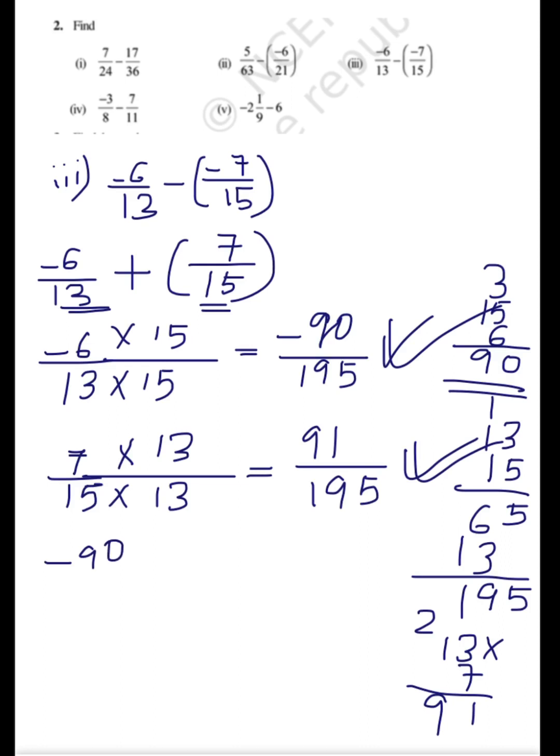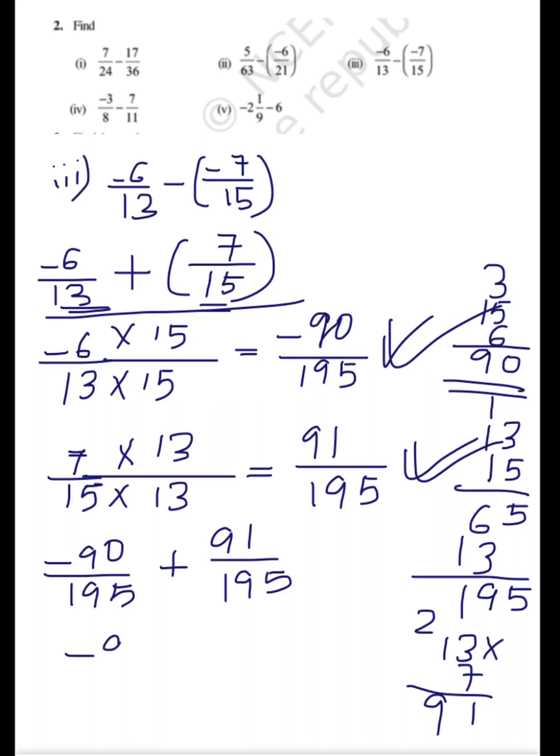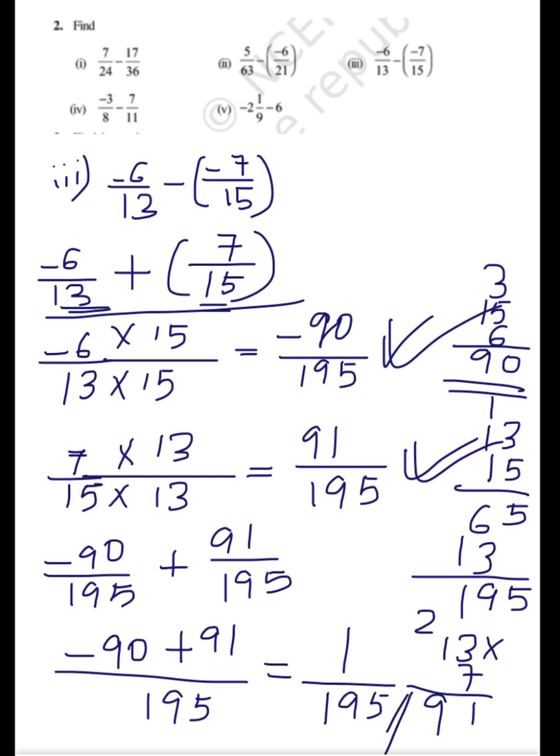So you can do minus 90 by 195 plus 91 by 195 instead of this one. Okay, so how will you write this? Minus 90 plus 91 divided by 195. Okay, now what is minus 90 plus 91? You know that it's equal to 1. Okay, it's equal to 1 by 195. So our answer will be 1 by 195. This will be the answer for third question. Okay, now let's see the fourth question.